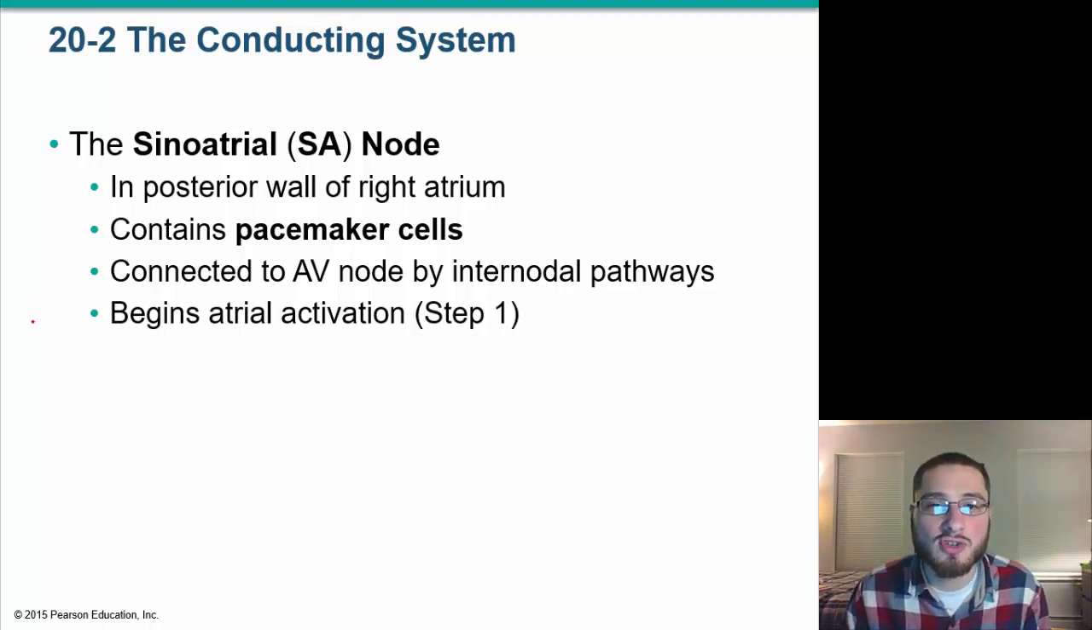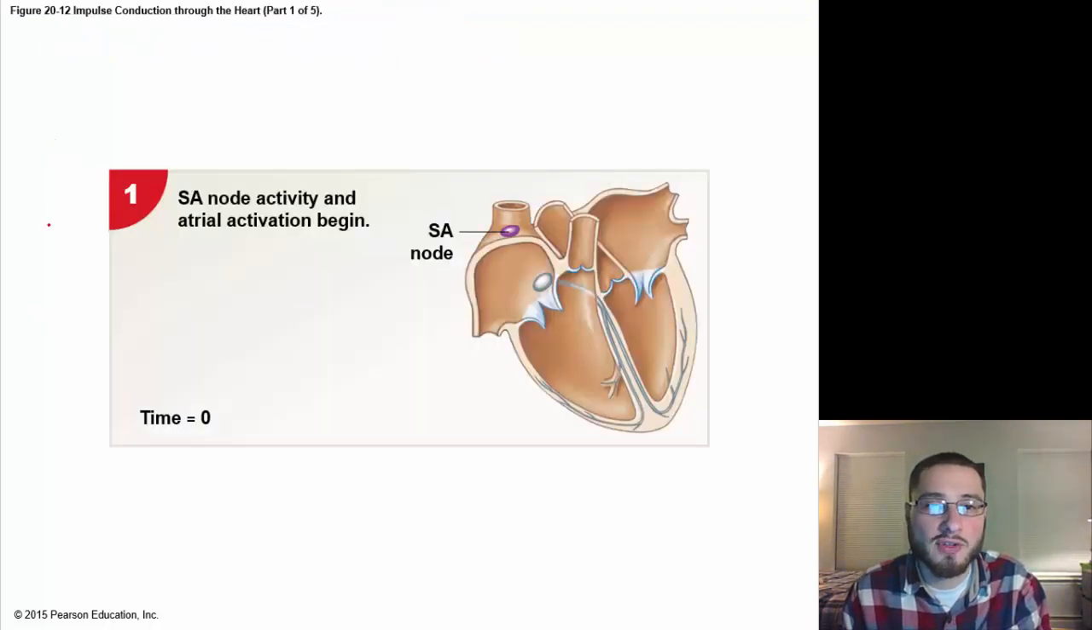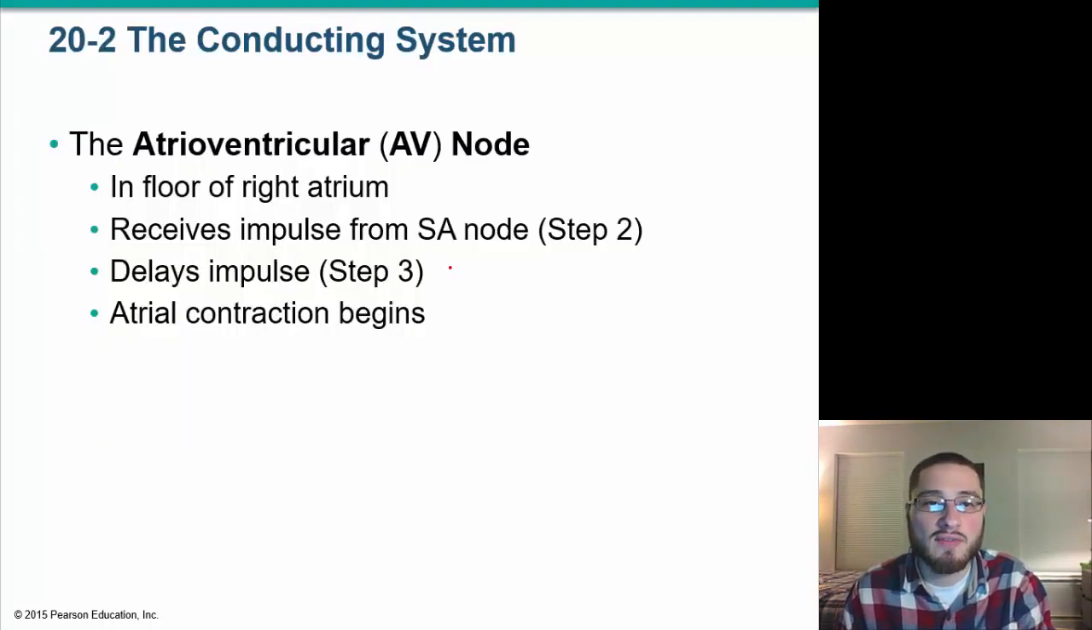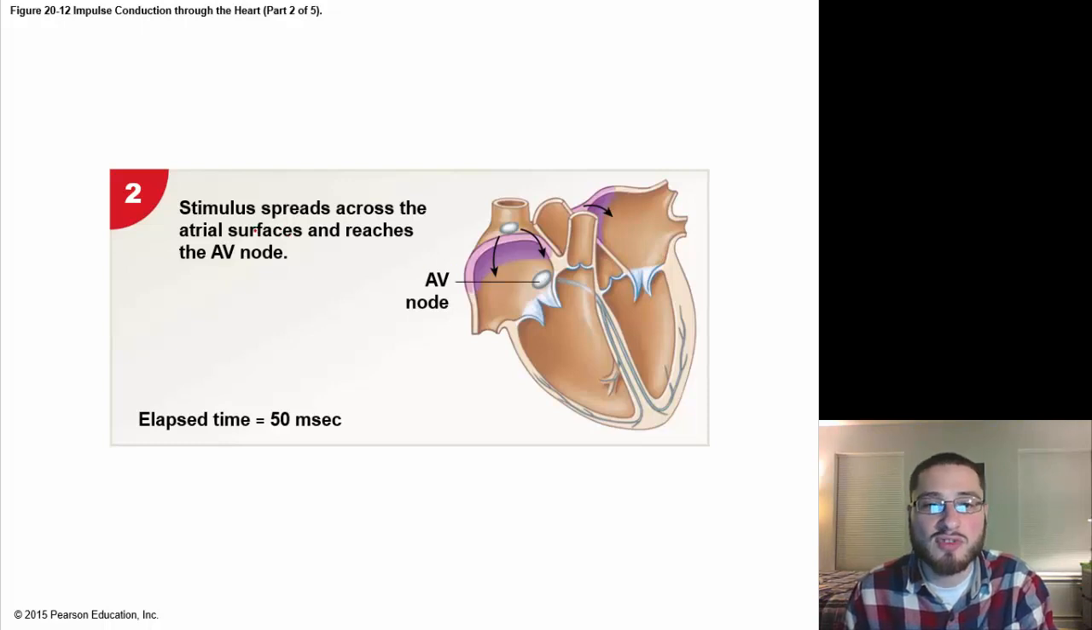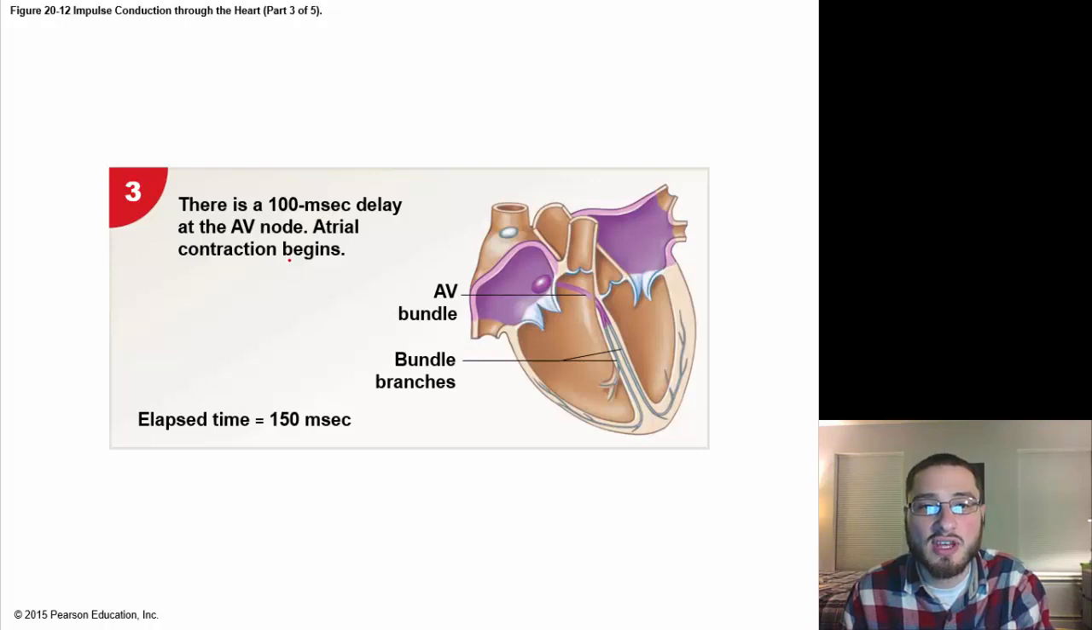So the SA node is going to be in the right atrium. It's called the pacemaker because it sets the pace for the heart, and it connects to the AV node. So first, if we break it down in steps, we have the SA node activity and atrial activation begins, so that the top two chambers are going to begin contracting. And then you have the AV node, where we see in step 2 the stimulus spreads across the atrial surfaces and reaches the AV node. And then there is a 100 millisecond delay at the AV node, and atrial contractions begin.